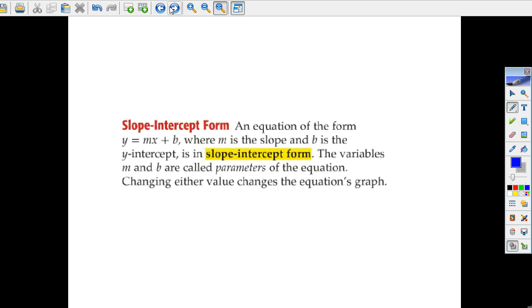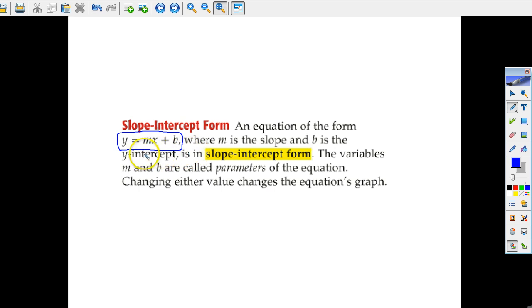Okay, slope-intercept form. An equation of the form y equals mx plus b. You'll be hearing this throughout the year. Mx plus b, where m is the slope and b is the y-intercept, is in slope-intercept form. This is slope-intercept form.